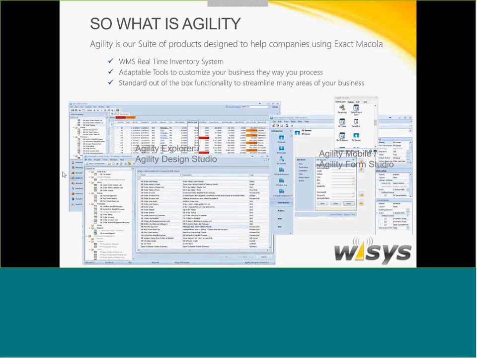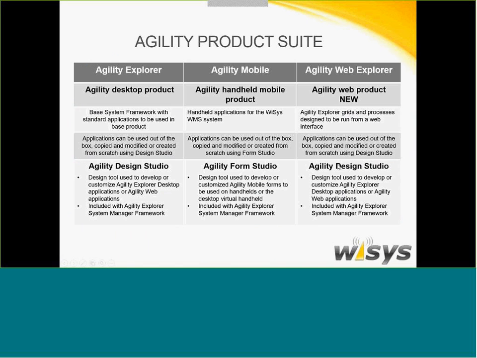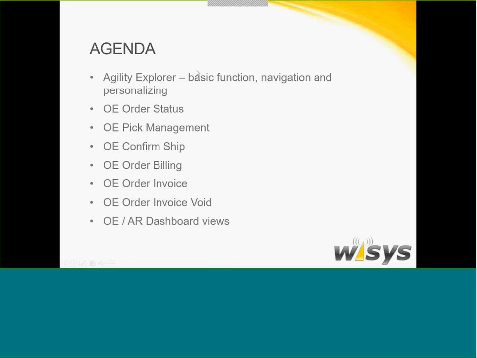So today we are going to get started and walk through the basic functionality of Agility Explorer. How to navigate, how do I customize it, how do I make it look like I want it to look. Then we're going to walk through the different areas and how you can find your Macola data. Look at things in a streamlined manner for the order status, how you can use the pick management and confirm ship, bill, and invoice, and look at some dashboards for accounts receivable and order entry in a much more streamlined way. So let's get started.